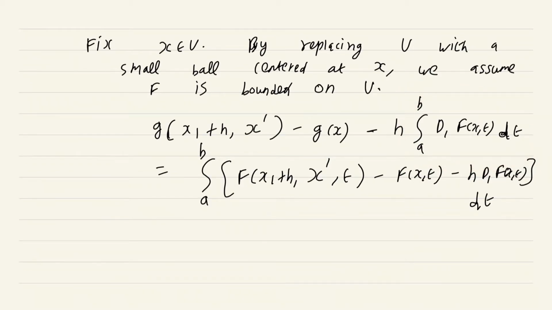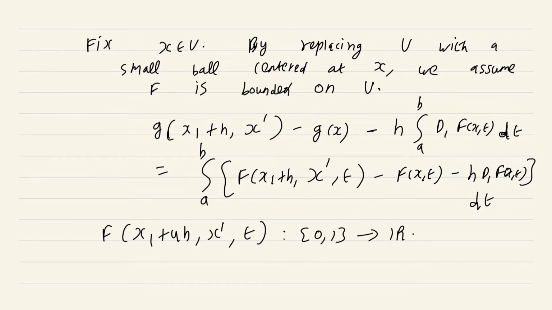Now for the next step, I'm going to apply a trick. First, observe that if you consider the function f of x1 plus u comma x prime comma t, I'm going to treat it as a function of u, and I'm going to assume that h is chosen so small that this as a function of u is defined from 0, 1 to r. Okay, so we are already taking h quite small. We take h so small that this function treated as a function of u alone and no other variable is well defined as a function from 0, 1 to r. Okay, we choose h so small that this happens.